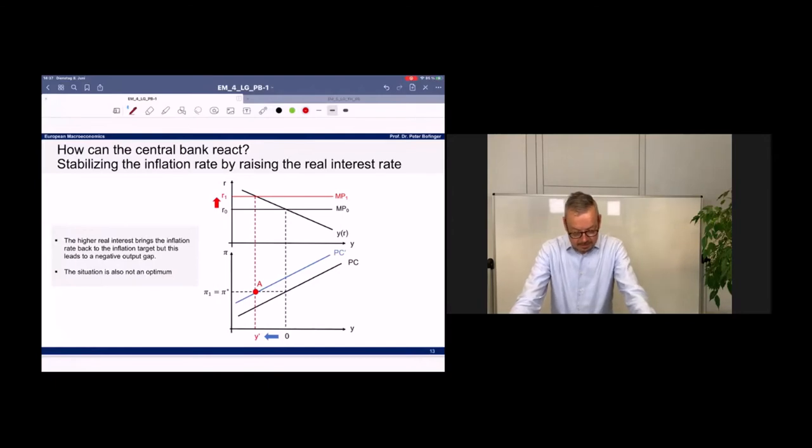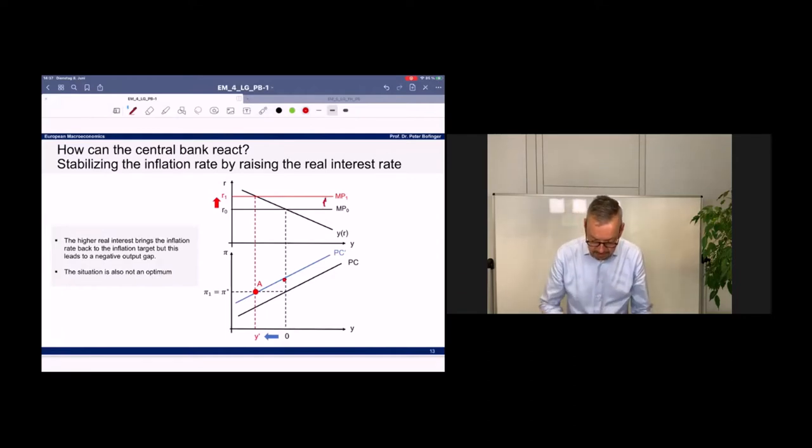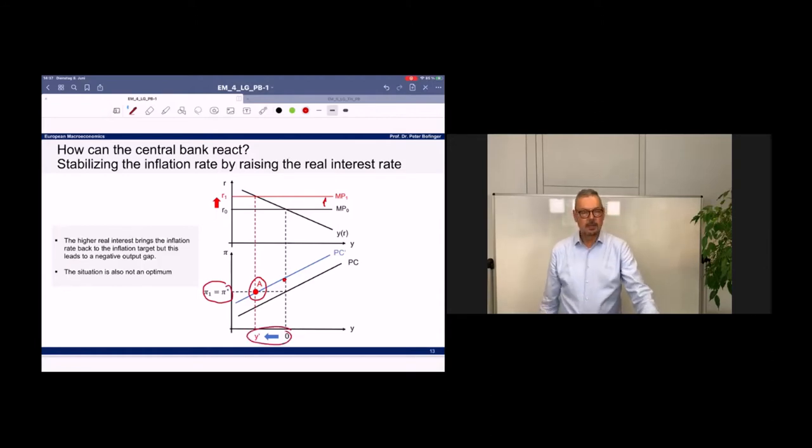How can the central bank deal with this? Of course, the central bank can try to get the inflation rate, the higher inflation rate, back to its original level. It increases the real interest rate, and so we move to this point A. So inflation is of course in line with its target, but we get a negative output gap. So we can see, okay, here we have a supply shock. It's not so easy for the central bank. The central bank has to ask itself, what do I prefer? What is more important to me?